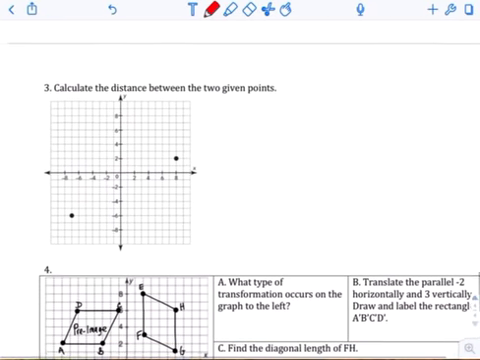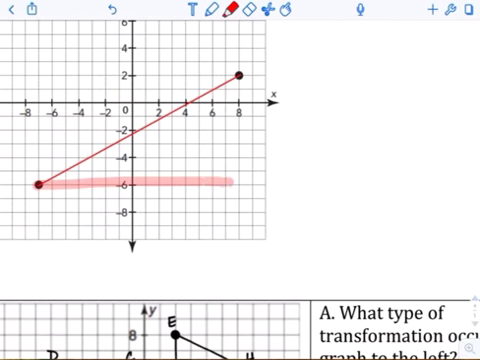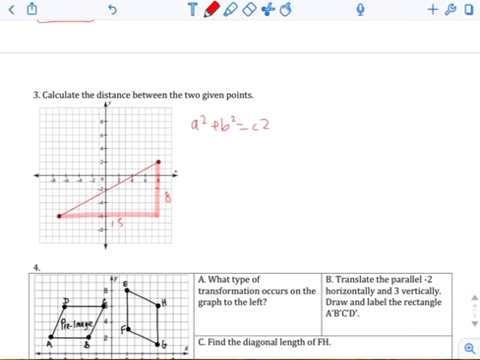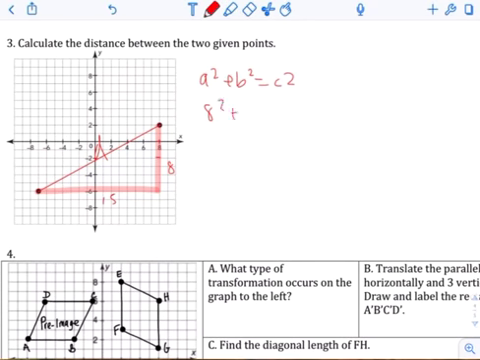Calculate the distance between the two given points. Okay, how far is this? To find a length that you can't count, you do the Pythagorean theorem, a squared plus b squared equals c squared. That means you need this right here and that right there. So you get 2, 4, 6, 8, and 15 this way. And do the Pythagorean theorem to find the diagonal distance. So 8 squared plus 15 squared equals the diagonal squared. We're trying to find this diagonal right here.